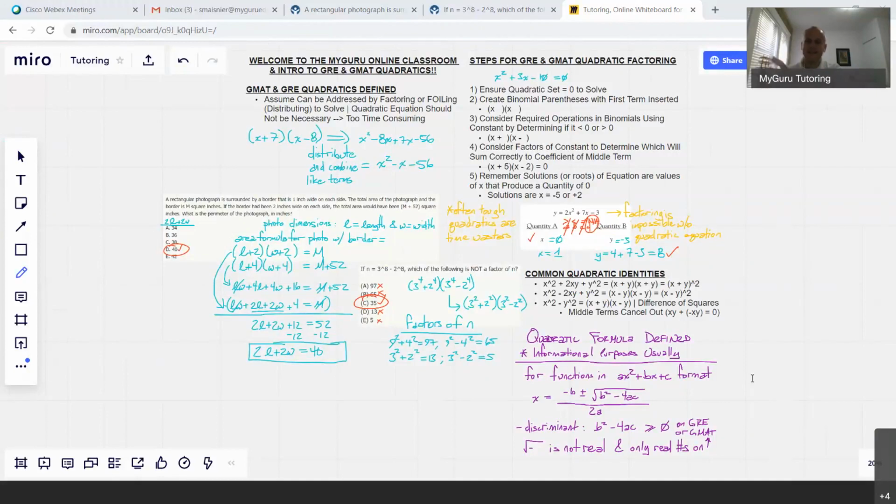This was intended to be an overview, right? So we started with the very basics of just distributing and combining like terms. That's the very basics of working with a quadratic. Then we talked about factoring in order to solve. Those are the main things that you're going to need to know.